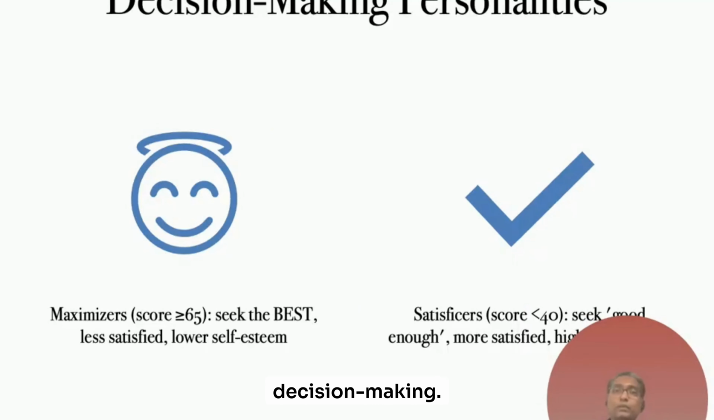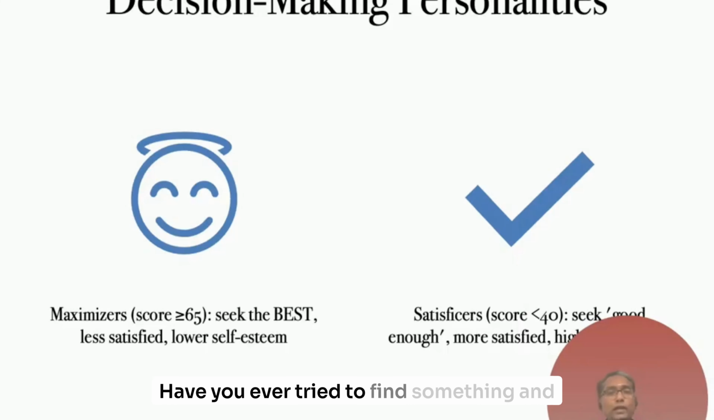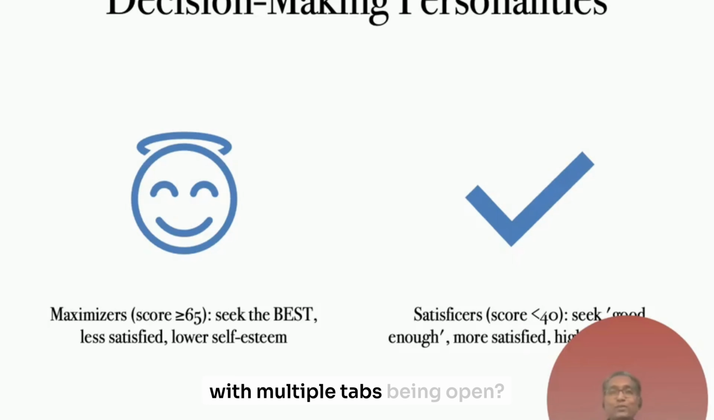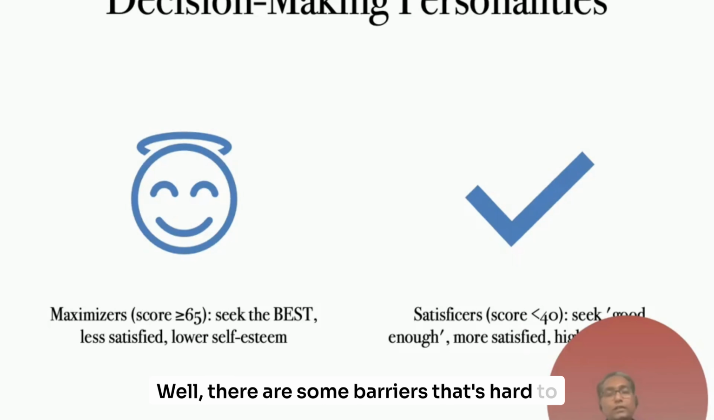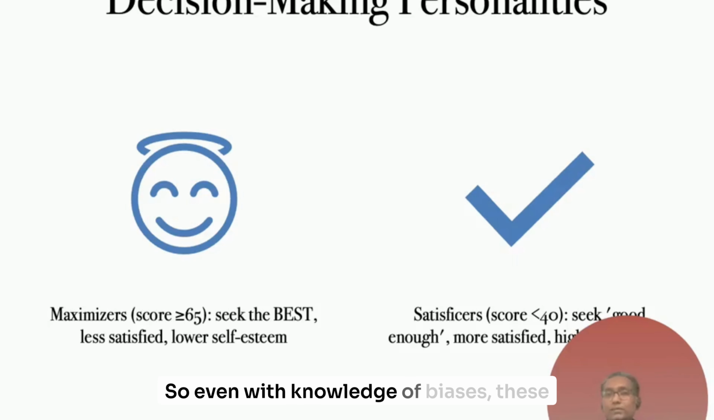Well, barriers to decision making. Have you ever tried to find something and spent the rest of the day with multiple tabs open? There are some barriers that are hard to get over. Even with knowledge of biases, these roadblocks can derail us, so keep them in mind when you're trying to make a decision and get lost.